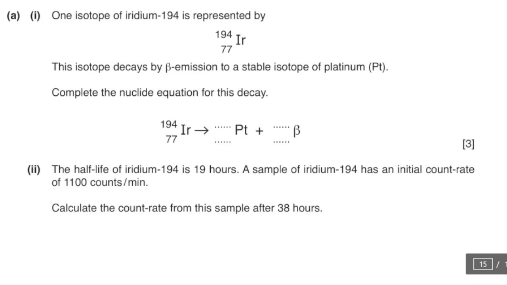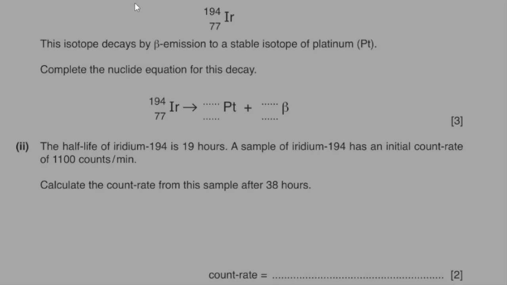Question 11a. One isotope of iridium-194 is represented by the symbol over here. This isotope decays by beta emission to a stable isotope of platinum. Complete the nuclide equation for this decay. Beta decay means no change in the mass number, so it remains the same. However, the atomic number increases by 1 because over here we have -1. So this one over here is 78 and this is 194.